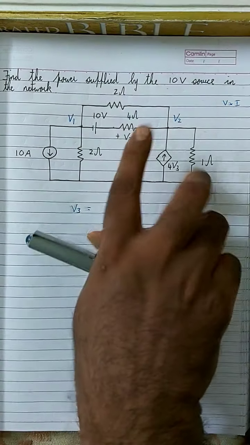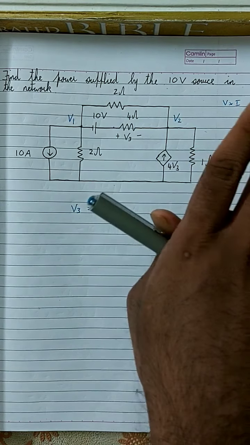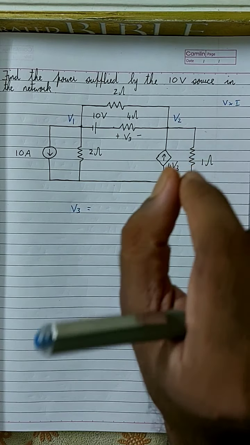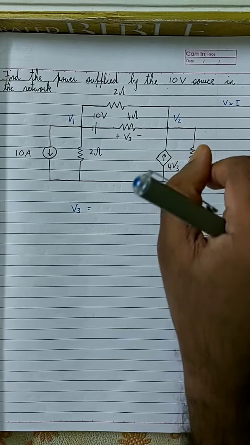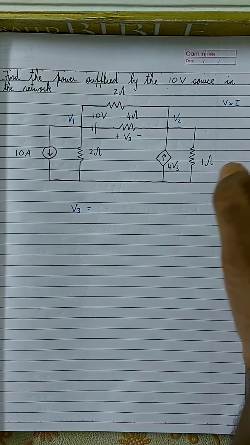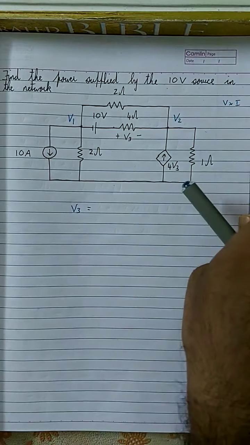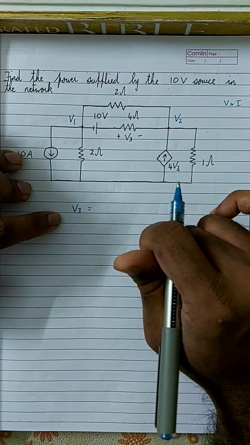This is all you need to understand. And the second thing you need to understand is that the positive terminal of a battery always generates current. Remember that also. These two concepts you need to understand when you write the equation of V3. So let's see what the equation for V3 is.